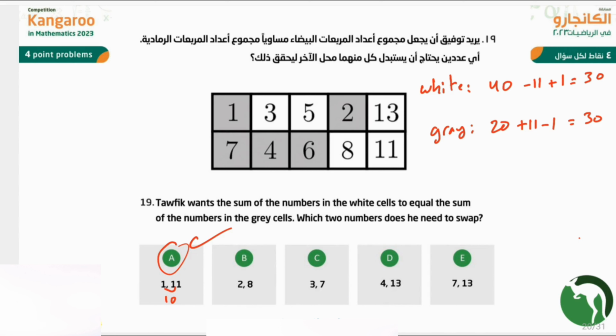Now we don't need to look at the rest of the answers because here the differences are not equal to 10. Here we have 6, here we have 4, here we have 9, and here we have also 6. So A is the correct answer.